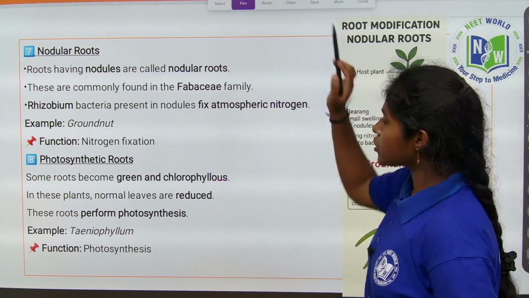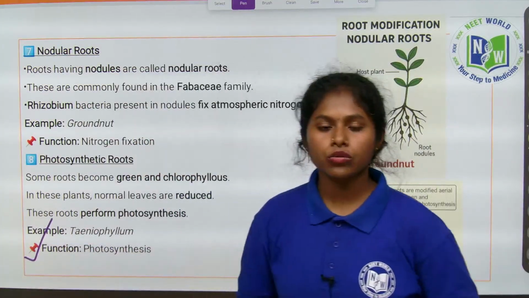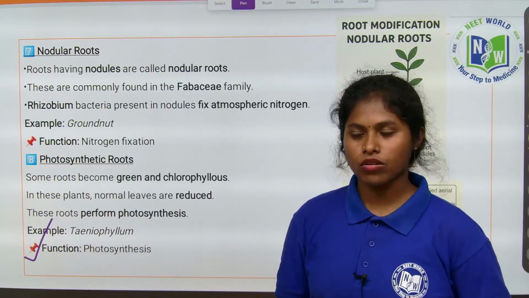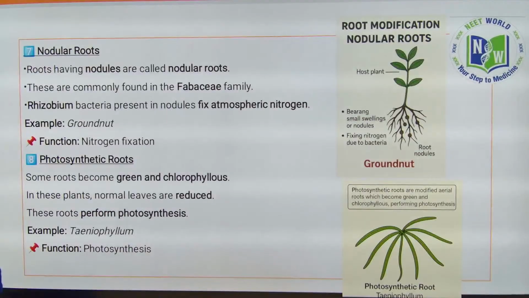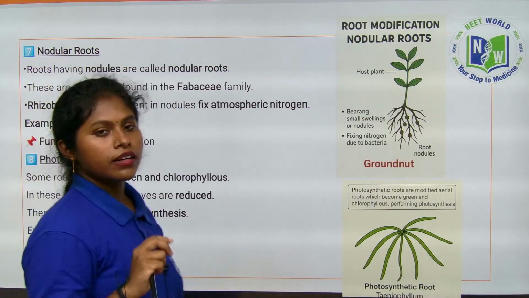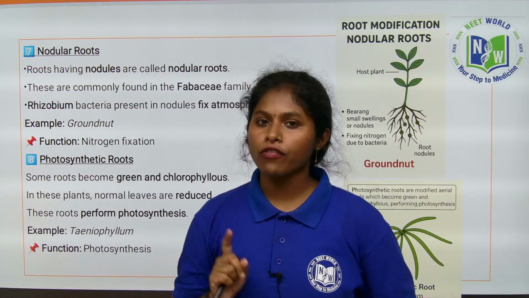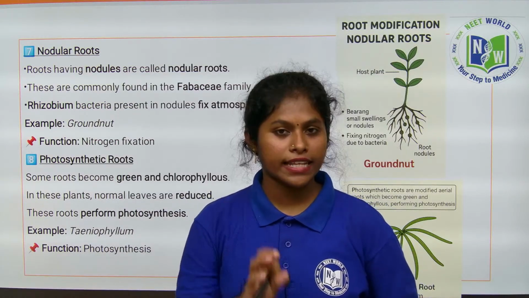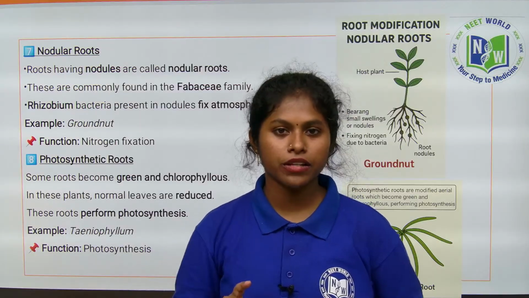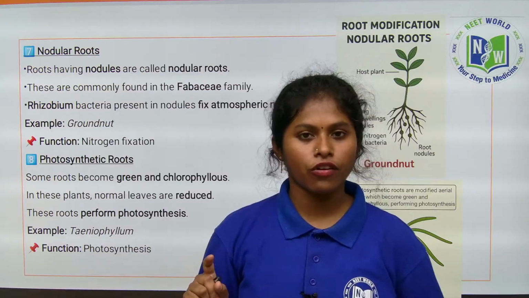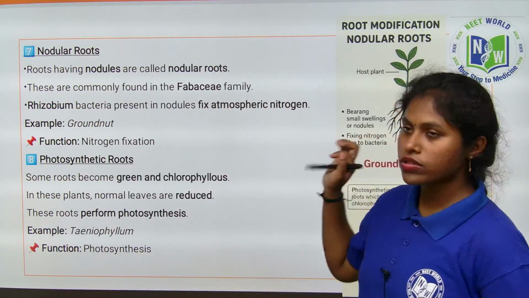So what is the function of these photosynthetic roots? Nothing but photosynthesis. These roots are performing photosynthesis also, right? So this is about root modification for first year botany students from the chapter Morphology of Flowering Plants. In this chapter you are going to have 3 essays. Out of those 3 essays, you will definitely get one in your upcoming IPE examinations, right? So don't forget, it is one of the most important questions.